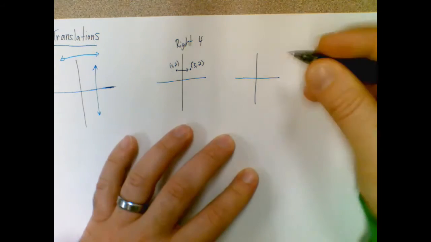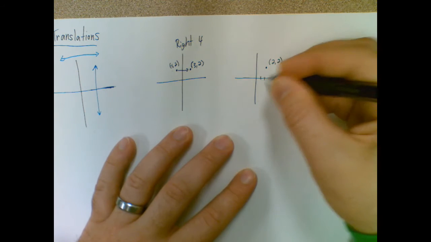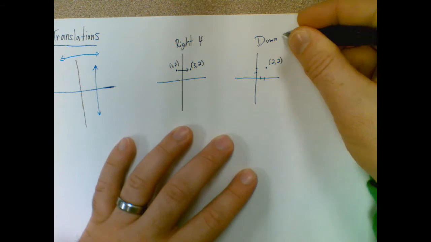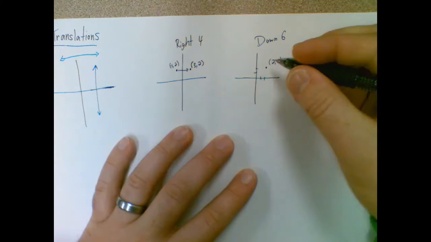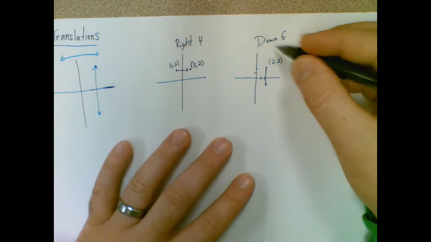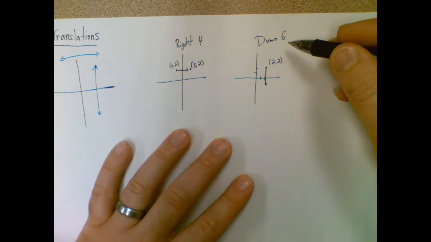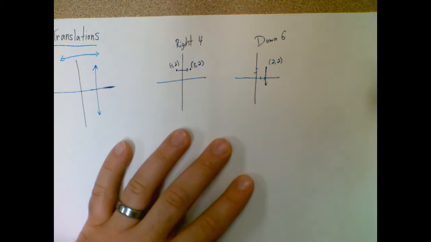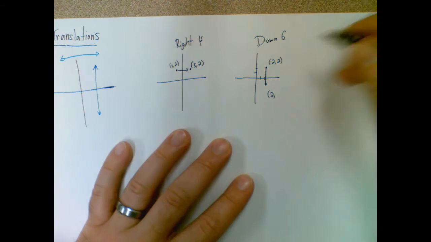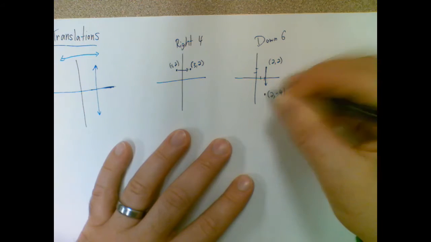But I do have my other option with translations. Maybe I have a point here at 2, 2, or something like that. And I want to go down 6. Okay. Then it's the same idea. I'm going to take this and shift down 6, so I've got to figure out where that would land. So in this case, I'm not going to use the x coordinate anymore. I'm going to use the y coordinate because I'm going up and down. So if I was going up, I would add, but I'm going down, so I'm going to subtract 6 from my y coordinate here. My x coordinate will stay the same, so that will still be 2. Then I'll have 2 minus 6, so this is going to land at 2, -4, somewhere down here.